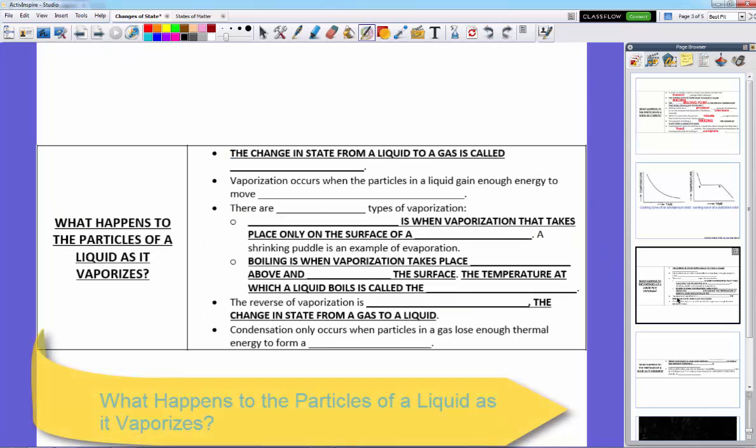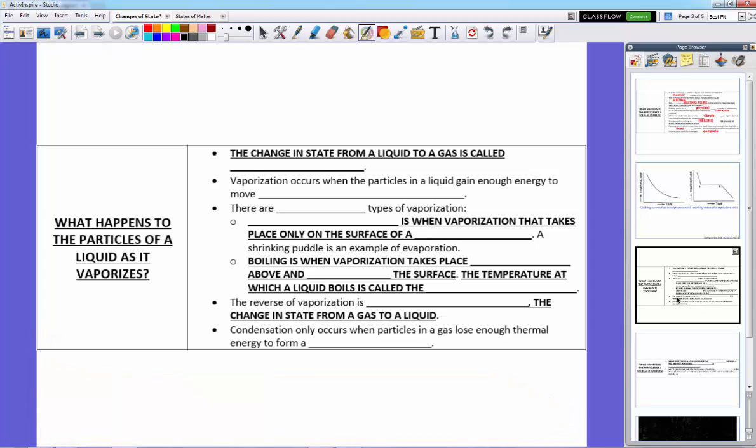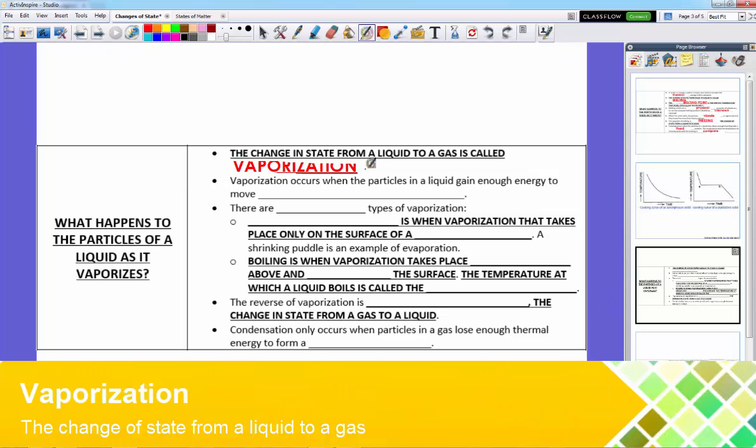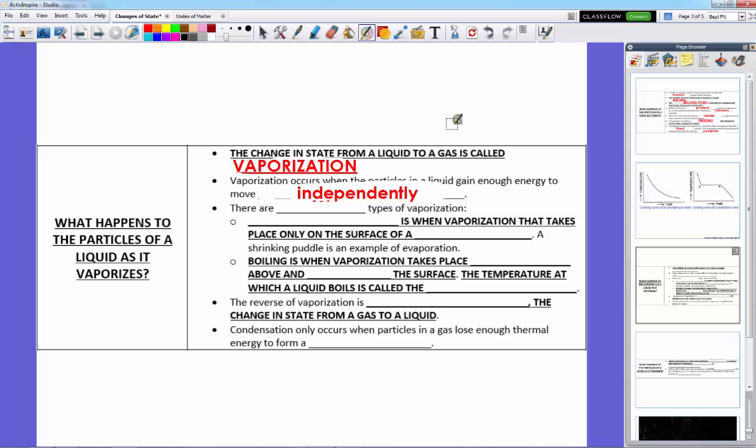So what happens when liquids change? They freeze whenever they become a solid, but what happens when they turn to a gas? Well, the change in state from a liquid to a gas is what we call vaporization. And vaporization occurs when the particles in a liquid gain enough energy to move independently. They're not closely packed together. If you remember, gases don't have a definite volume or shape. So what happens is the liquid's particles start vibrating so much they start bouncing off and flying independently of each other.